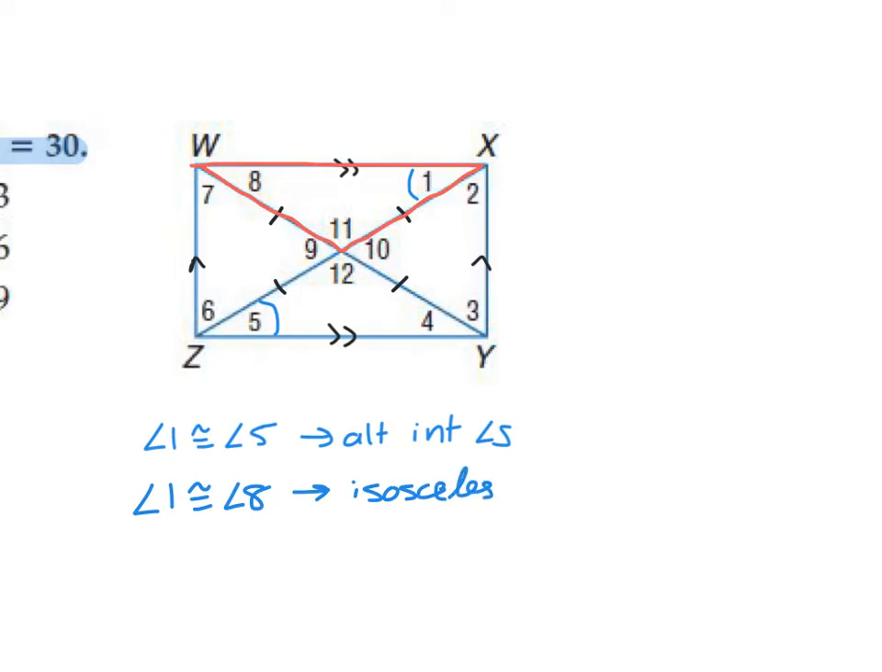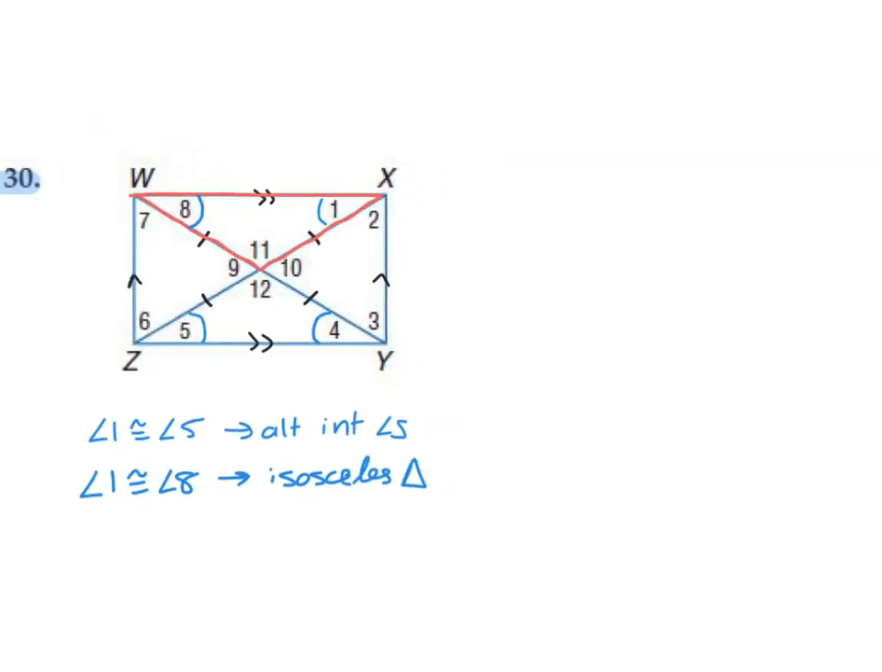There we go. So I know that angle 1 is congruent to angle 8, and then I know that angle 8 should be congruent to angle 4 because they are alternate interior angles, or I have another isosceles triangle on the bottom. So from this alone, we already know 4 of our angles. We know that angle 1, angle 4, angle 5, and angle 8 are all equal to 30 degrees.